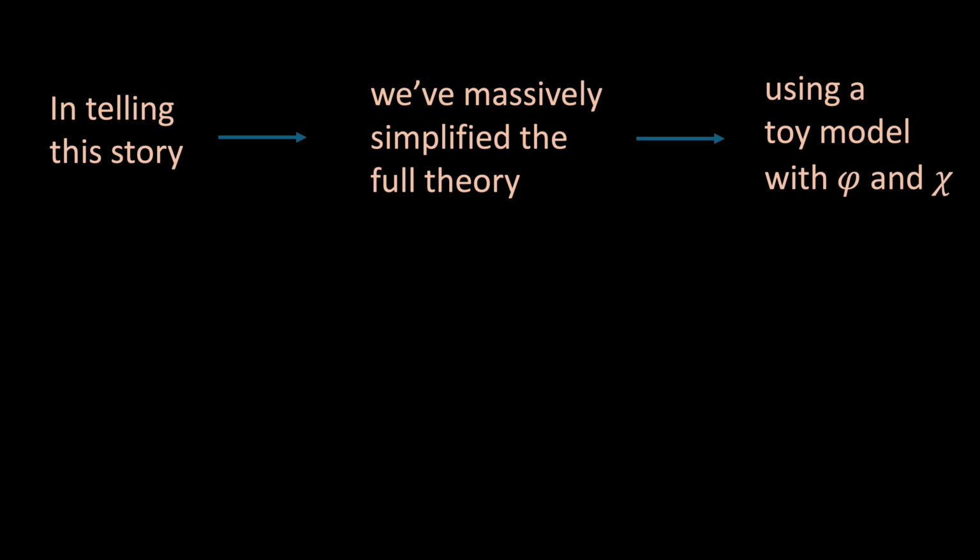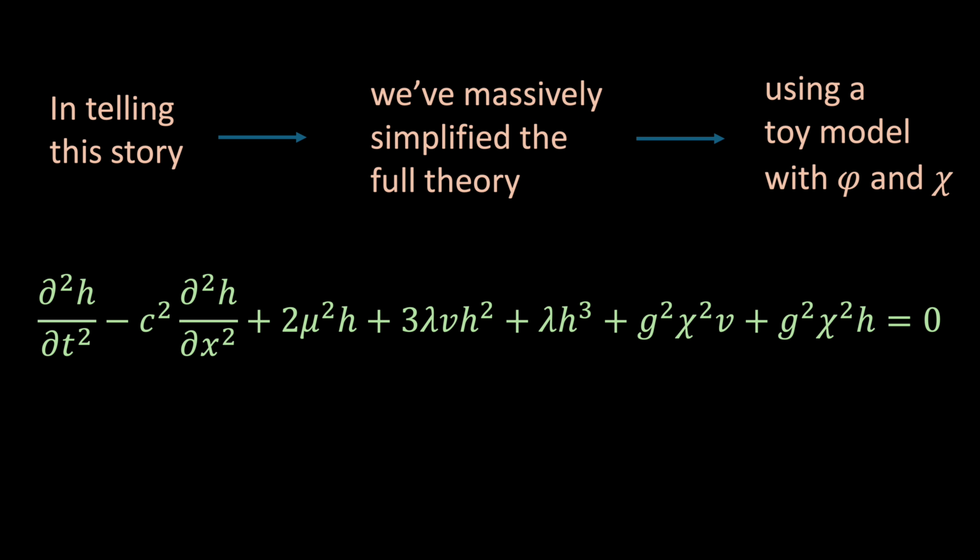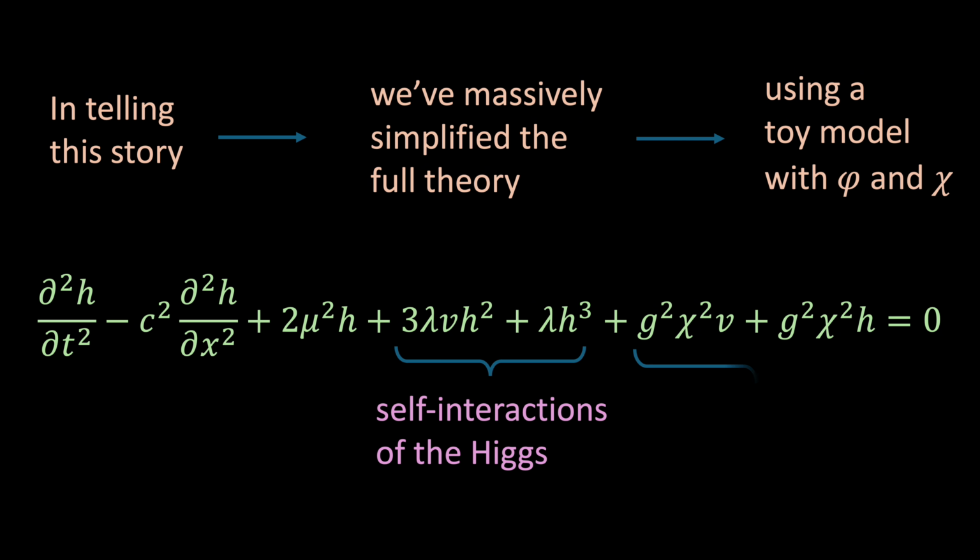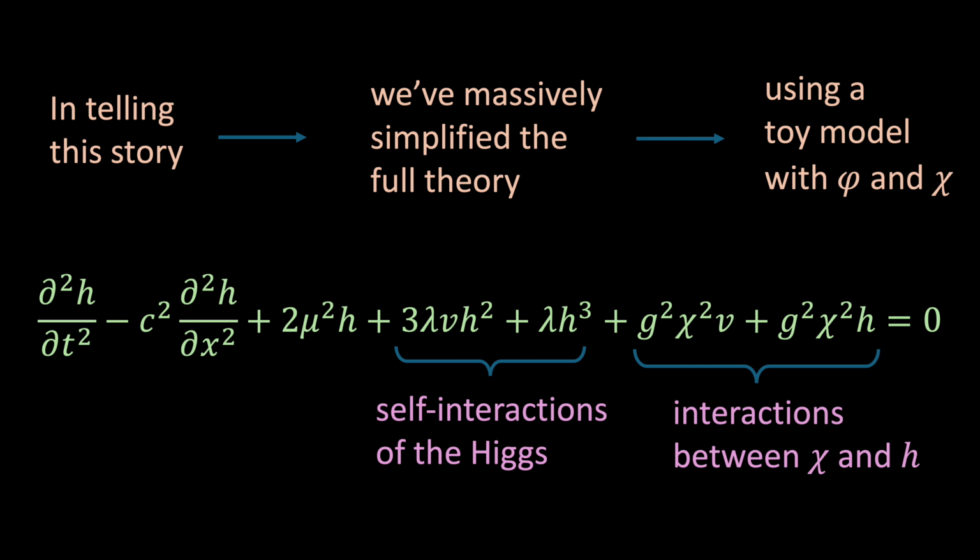Along the way, we also simplified some steps. For example, when we wrote down the Higgs field equation of motion in terms of the ripple h, we deliberately set aside higher order terms that describe the Higgs interacting with itself, and other terms that show how it couples to the quanta of the chi field. In the full standard model, interactions of this kind are essential and govern how the Higgs couples to the W and Z bosons, to quarks and to leptons, the very particles that make up the matter around us.